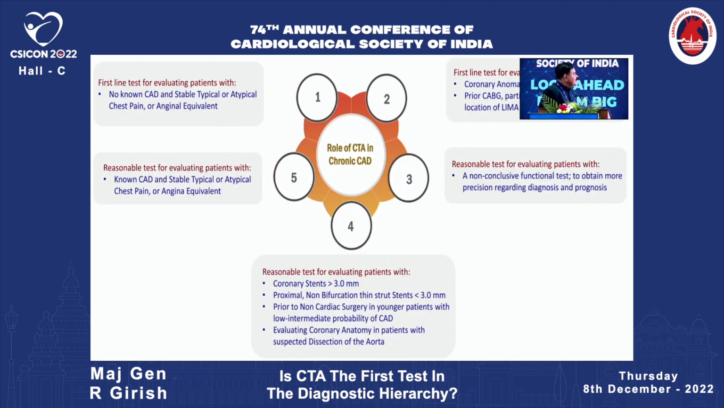So to conclude, it's a first line test for evaluation of patients with no known CAD presenting with chest pain, for coronary anomalies and after revascularization. It's a reasonable test for patients with known CAD and when stress imaging is inconclusive, for patients after stenting, before non-cardiac surgery, in young patients with low intermediate probability CAD, and also as part of triple rule out procedure for patients with suspected acute aortic dissection and pulmonary embolism.